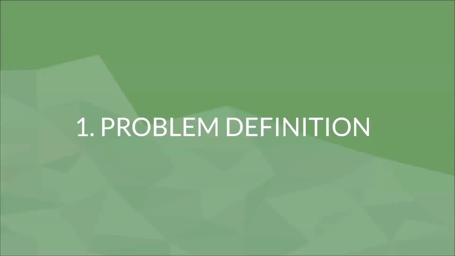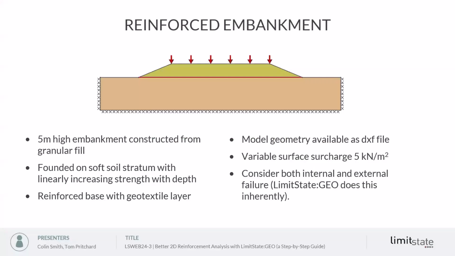So let's look at the problem that we're going to try and analyze. It's a reinforced embankment. It's a 5-meter high embankment constructed from granular fill, founded on a soft soil stratum with linearly increasing strength with depth. We're going to put a reinforced geotextile base layer underneath the embankment. Geometry is available as a DXF file. We'll model a 5 kPa surface surcharge on top of the embankment, and we want to consider both internal and external failure modes. But LimitState GEO just does this inherently. It doesn't need to be told what the difference is.